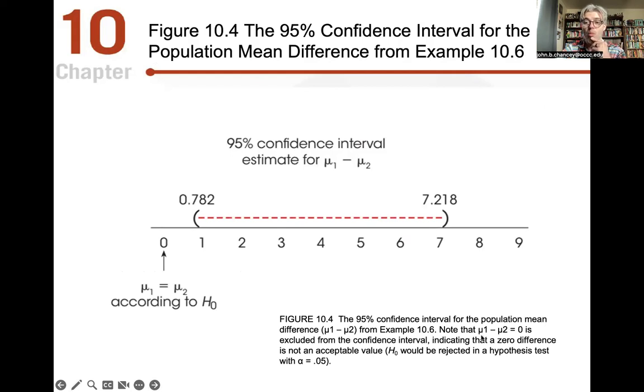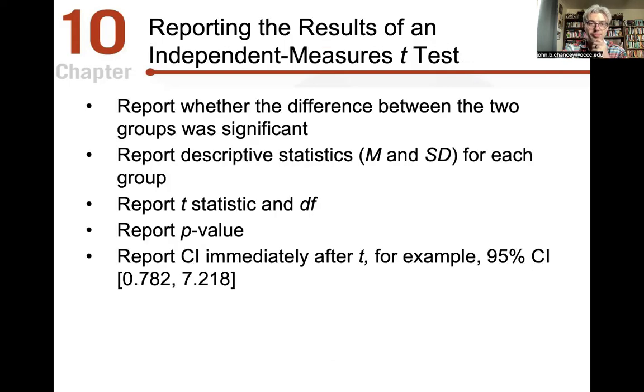Note that our mean 1 minus mean 2 equals 0 is excluded from the confidence interval, indicating that a zero difference is not an acceptable value. In this case, our null hypothesis would be rejected using a 0.05 alpha.